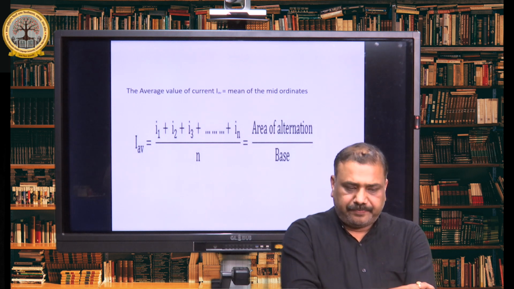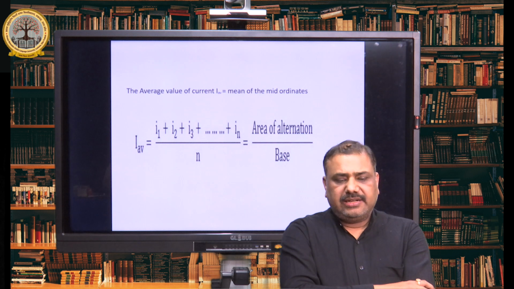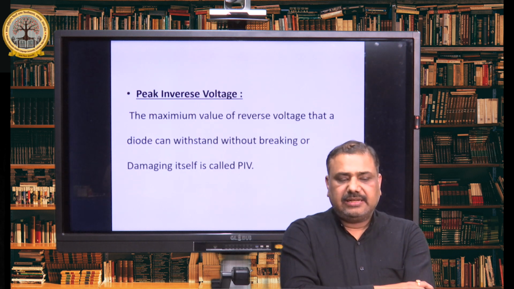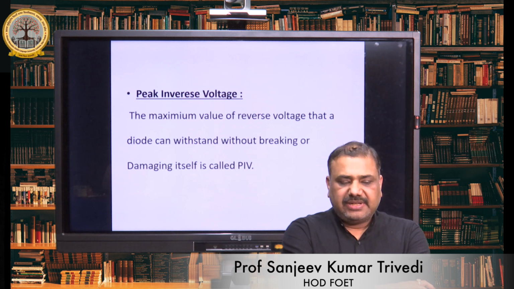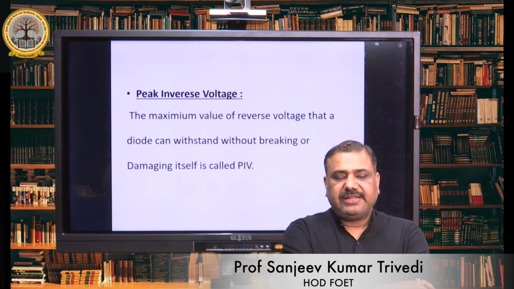Peak inverse value. The maximum value of the reverse voltage that a diode can withstand without breaking or damaging itself is called the peak inverse value.